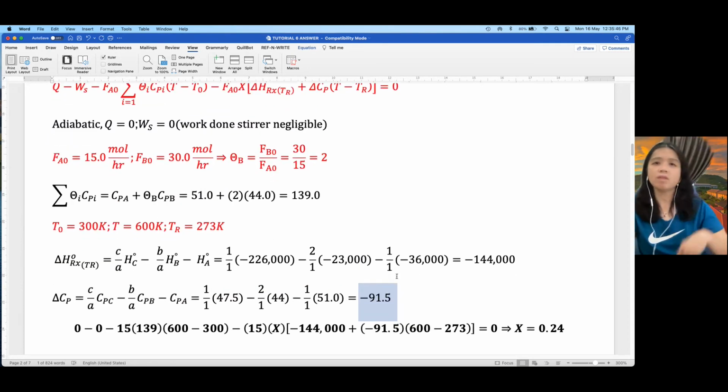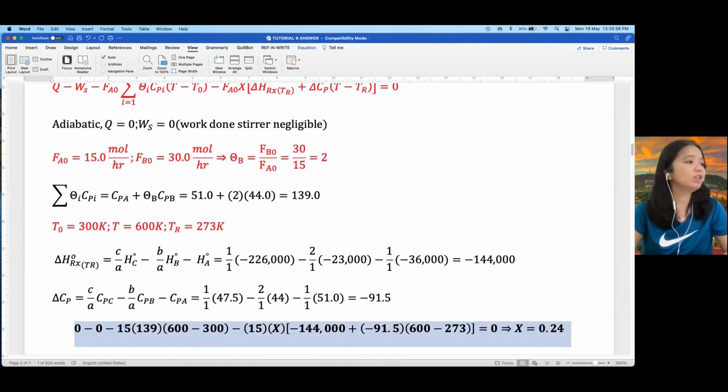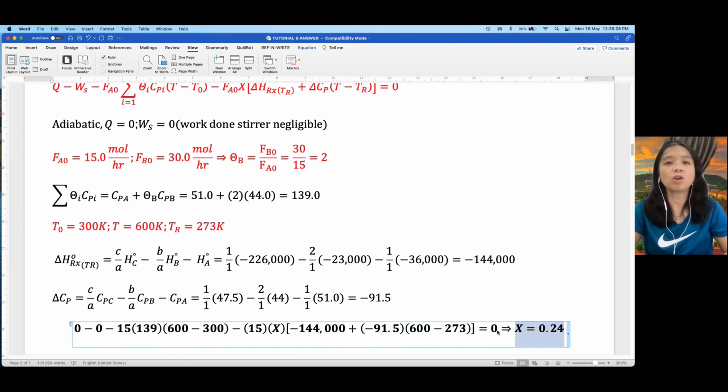Okay, so after you have done all the sub-equations, now you can substitute into the main equation, where you're only left with one unknown, which is your x. Again, make sure you do it correctly and carefully when you open the brackets and so on. And you'll be able to get your x conversion as 0.24 or 24%.